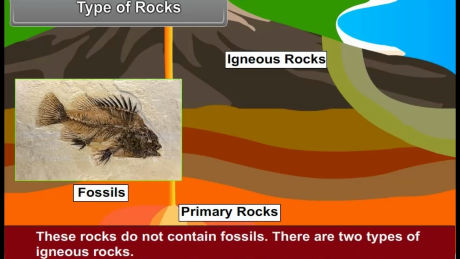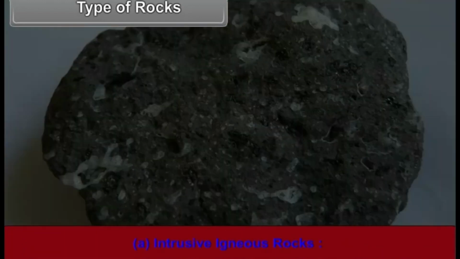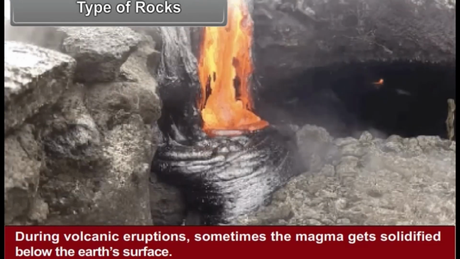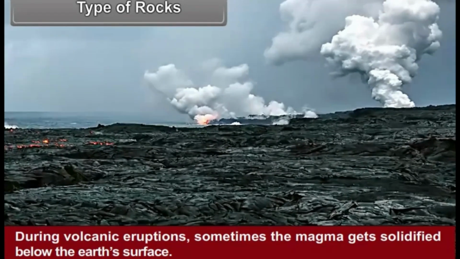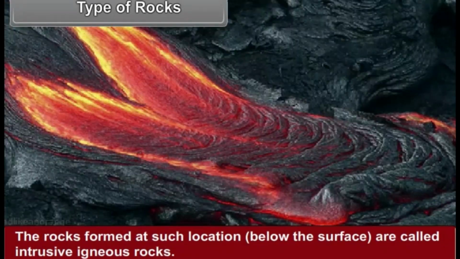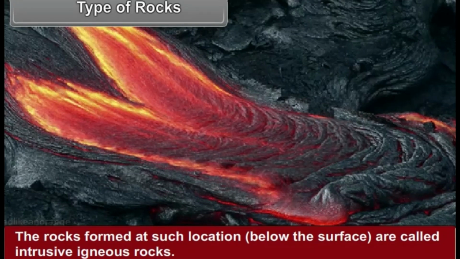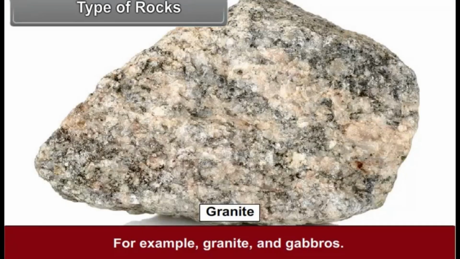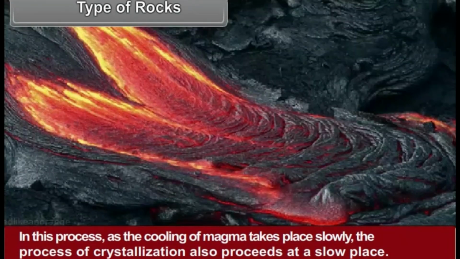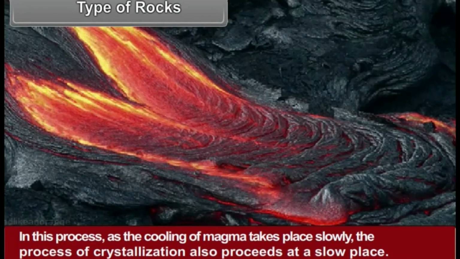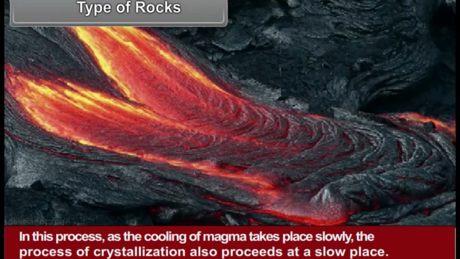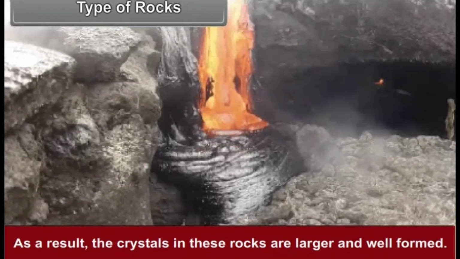There are 2 types of igneous rocks. Intrusive igneous rocks. During volcanic eruptions, sometimes the magma gets solidified below the Earth's surface. The rocks formed at such locations below the surface are called intrusive igneous rocks. For example, granite and gabbro. In this process, as the cooling of magma takes place slowly, the process of crystallization also proceeds at a slow pace. As a result, the crystals in these rocks are larger and well formed.